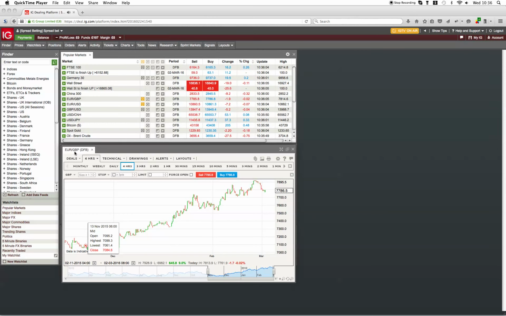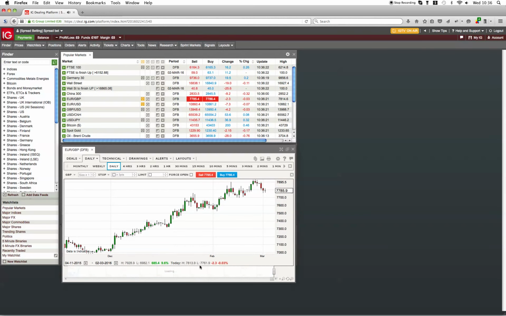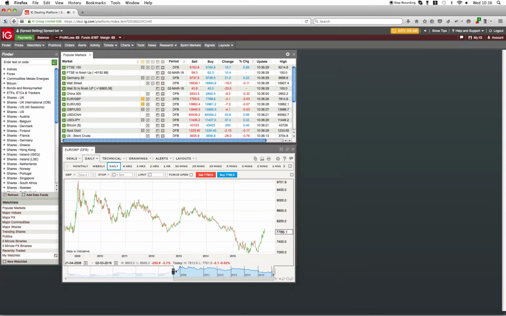It's the Euro Pound, and as you can see at the bottom here, you've got a low resolution version of the market showing a year back, all the highs and lows. I've selected a 4-hour period, but you can change that. Let's go to the daily one, and as you stretch this cursor or this little margin thing at the bottom out, it will then show you a high resolution version of the market at the top.